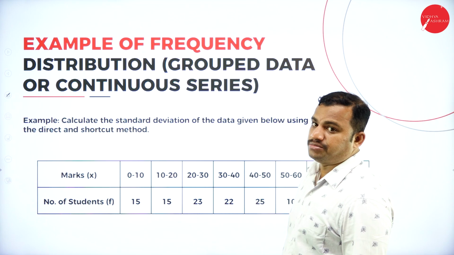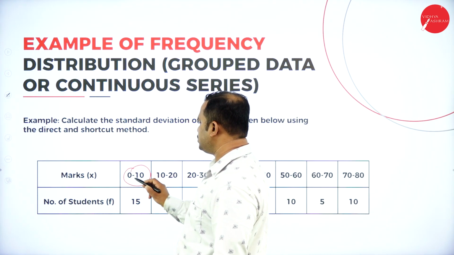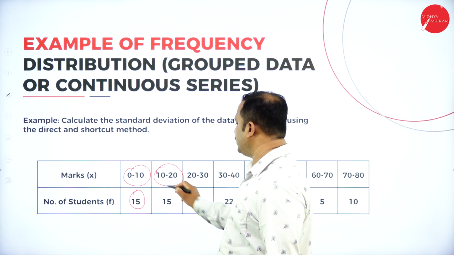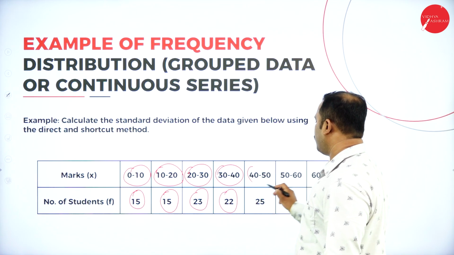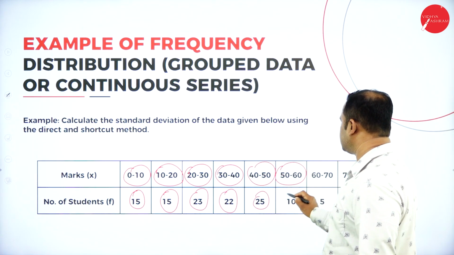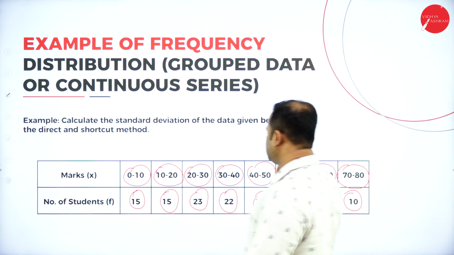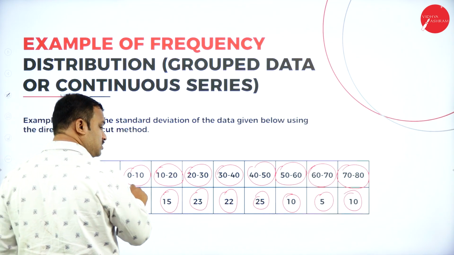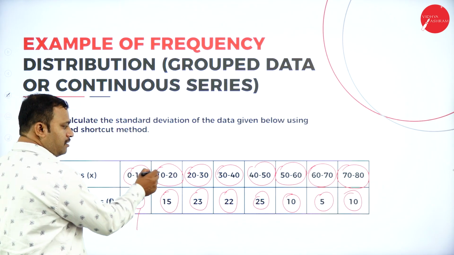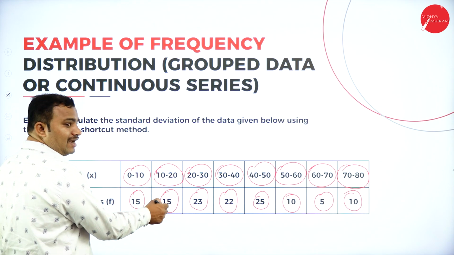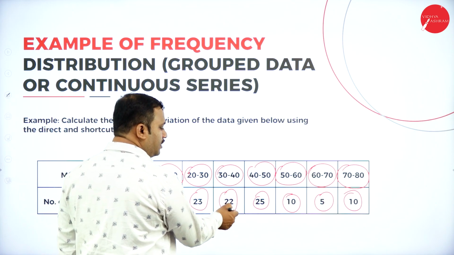Example of frequency distribution. Let me move on to the frequency distribution. In case of frequency distribution, between 0 to 10 we have 15, 10 to 20 we have 15, 20 to 30, 23, 30 to 40, 22, 40 to 50, 25, 50 to 60, 10, 60 to 70, then 70 to 80 we have 10. What is the meaning of this? We have the frequency of occurrence between this range of elements. Between 0 to 10, 15 items are there. Between 10 to 20 we have 15 items. 20 to 30 we have 23 items. 30 to 40, 22 items are there.